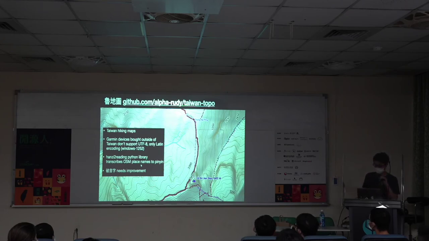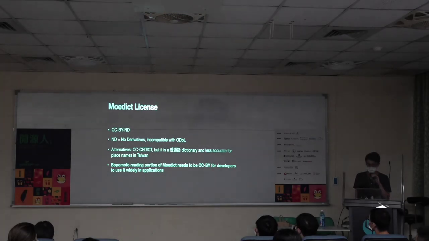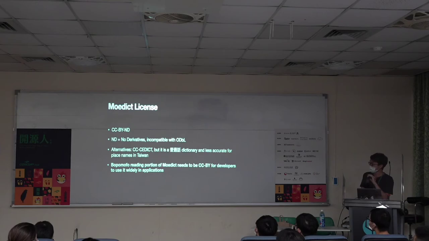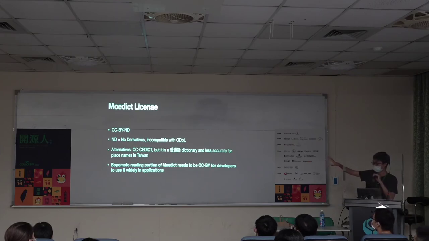And there's still a lot of wrong transcriptions in the system that I'm working on, but there is one issue, which is that this dictionary, 蒙辩, is under a CC BY ND license. And what ND means is that you're not able to make a derivative work. Specifically, the ODbL is not compatible with a CC BY ND dataset. But in order to do a lot of these applications that use pinyin, you need to have a dictionary, and that almost certainly creates a derivative work.